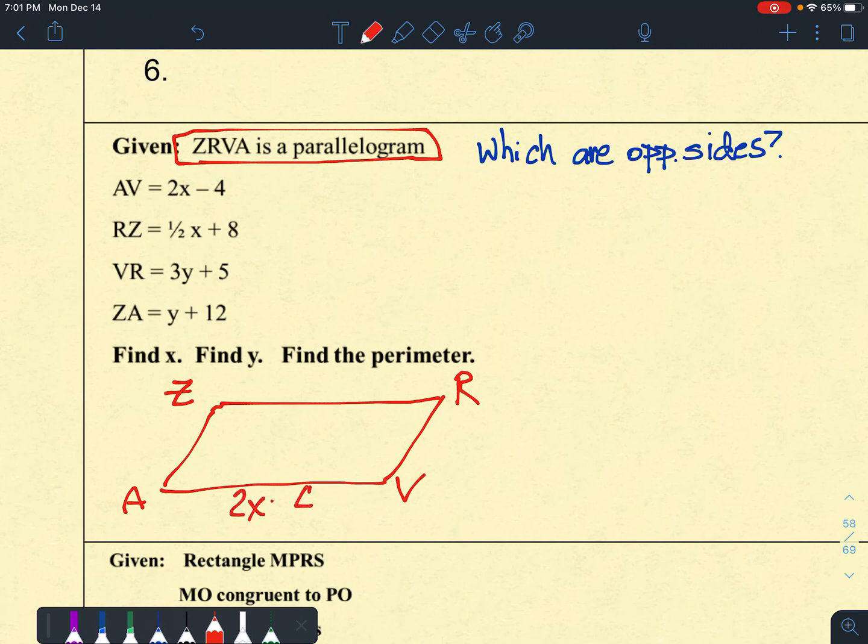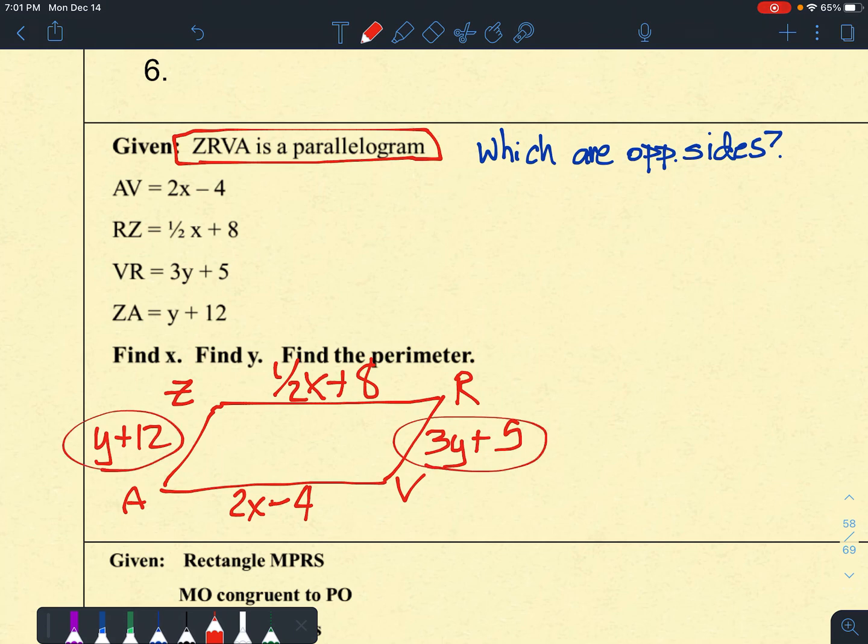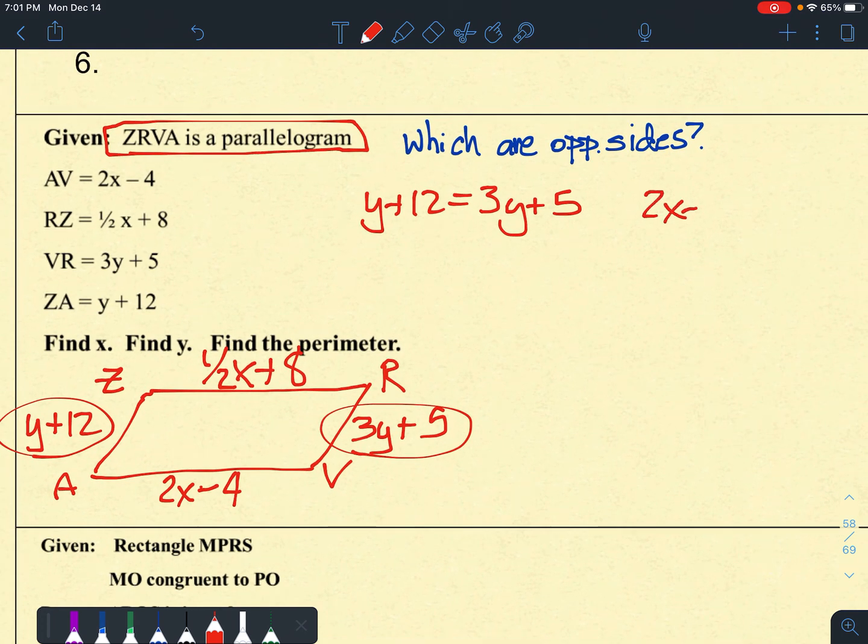So this is 2x minus 4. And our z is 1/2 x plus 8. These two sides might end up being shorter just because we have put them on the wrong pair. But that's okay because that can just be a perspective issue. All right? And then now we can set our different things equal to each other. So our expressions, right? That equals that. So y plus 12 equals 3y plus 5. And likewise, 2x plus 4 minus 4 equals 1/2 x plus 8.